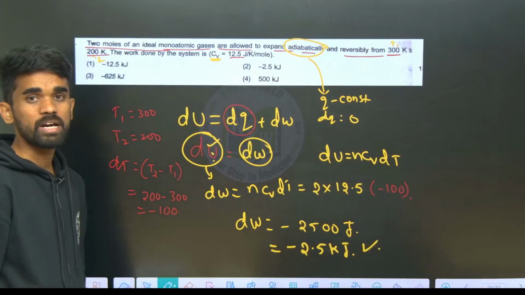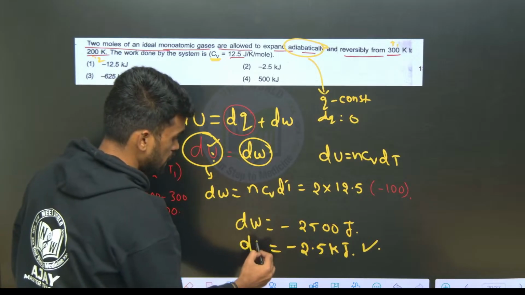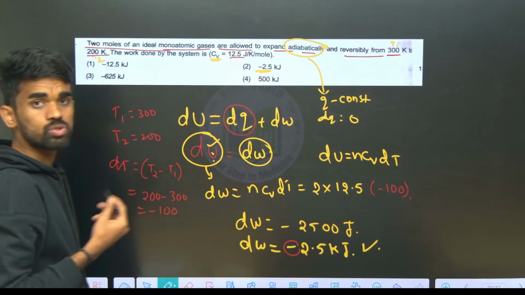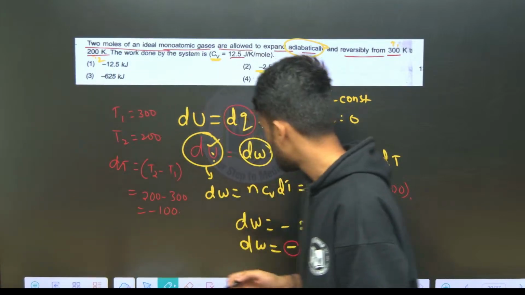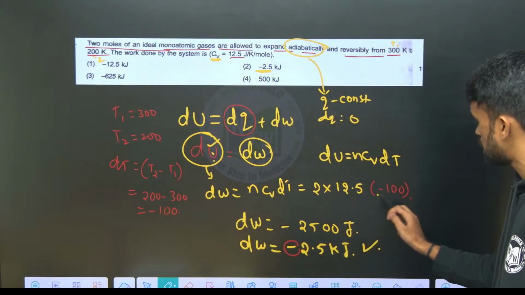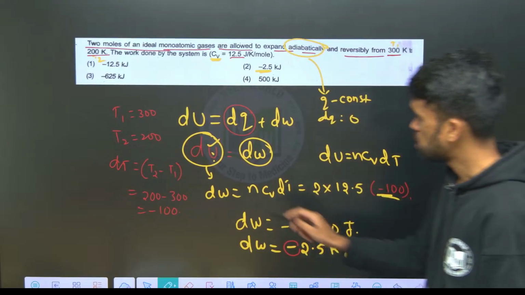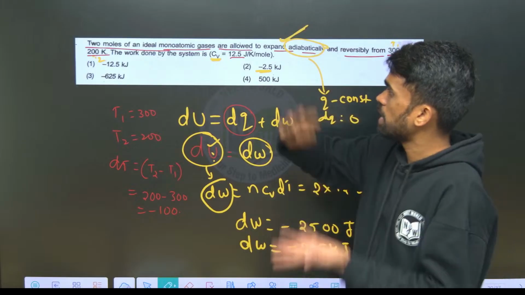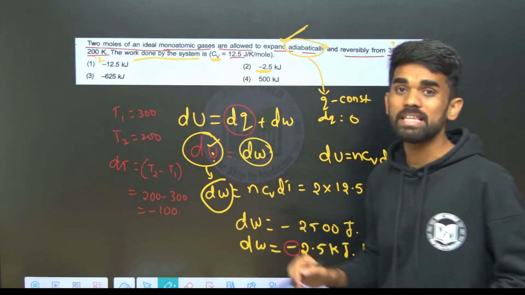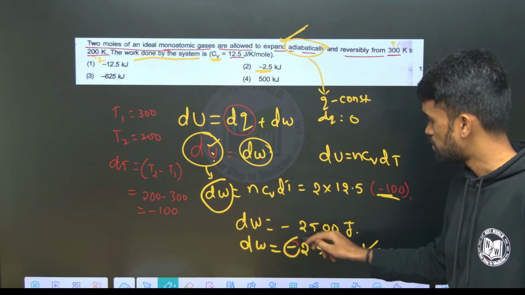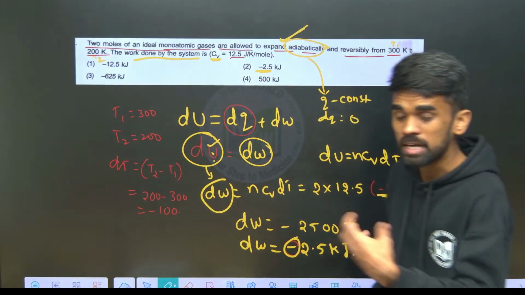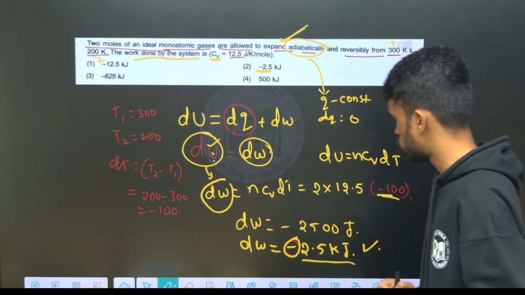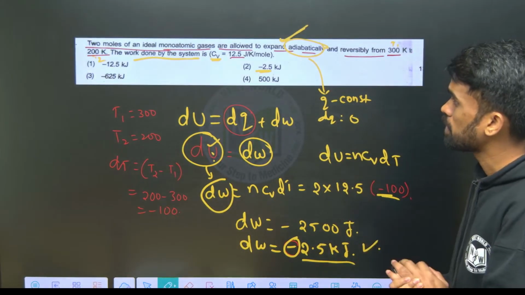The negative sign here is very important, because there are negative and positive values sometimes. So how did this negative sign get here? From dT. Work done by the system, they are saying expansion. Expansion means that work is done by the system, so it should be negative. Minus indicates work done by the system. So your answer should be minus 2.15 kilojoule. Hope this is clear.